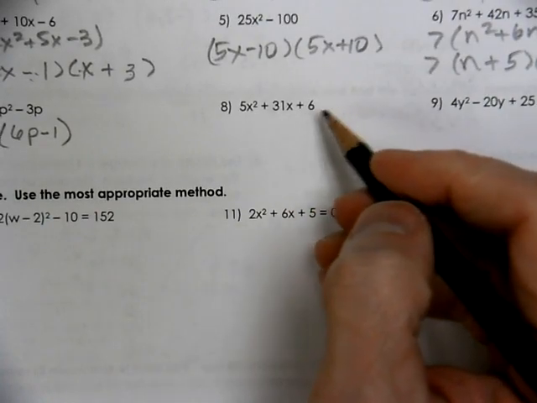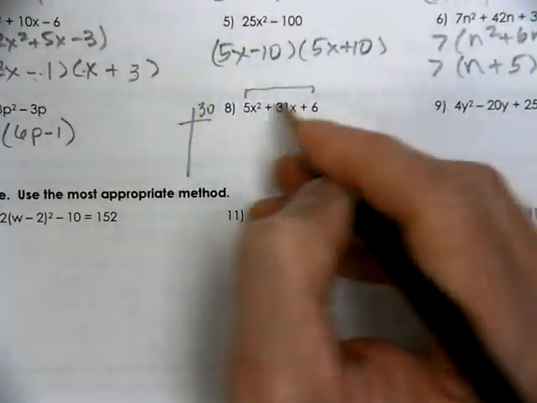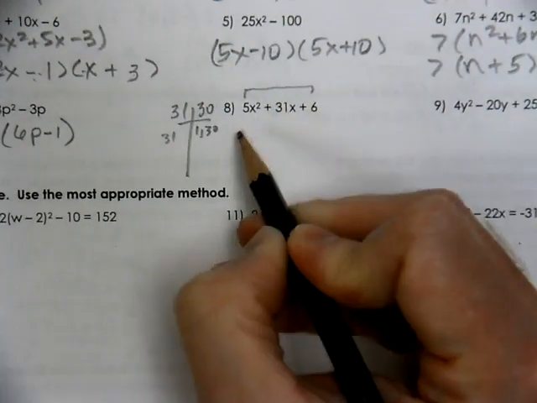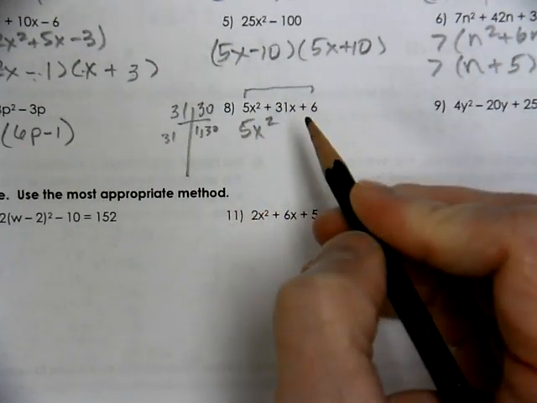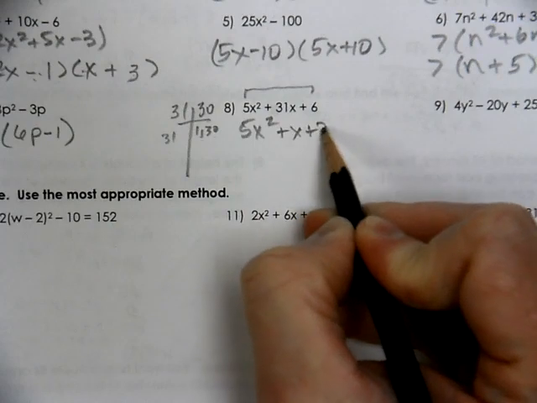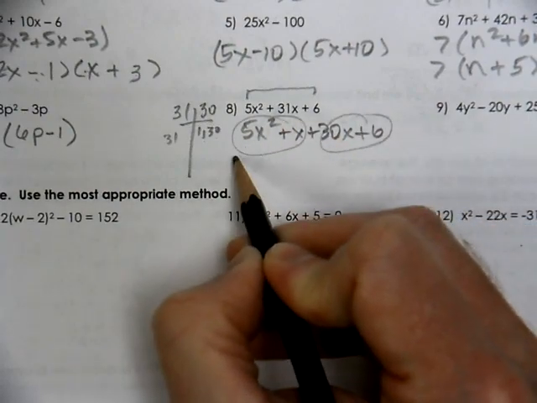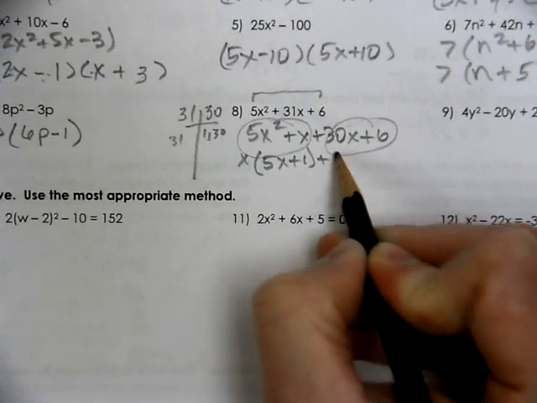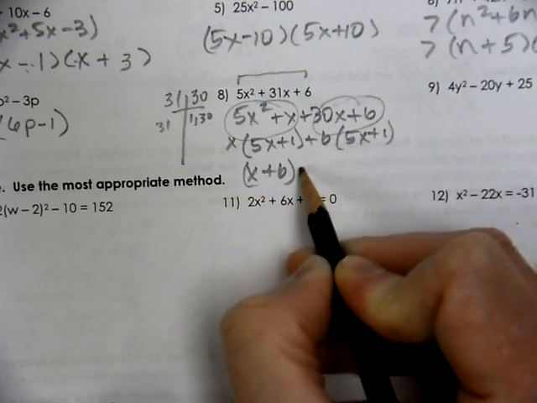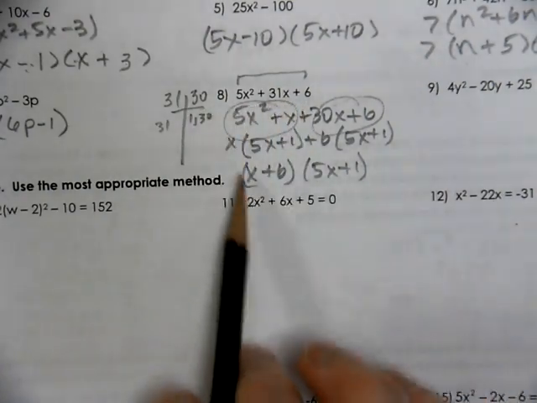Alright, here we could try guess and check, or we can just go into our factors. We're going to multiply a times c to get to 30. That adds to 31. Well, that's clearly 1 and 30 multiplies to be 30 and adds to be 31. So we can factor this by grouping. 1x and 30x make our 31x, and then our 6. Factor out what you can out of both of those. This is 5x plus 1. This is 6, 5x plus 1. So my answer is x plus 6 and 5x plus 1. There was no common GCF that could come out.